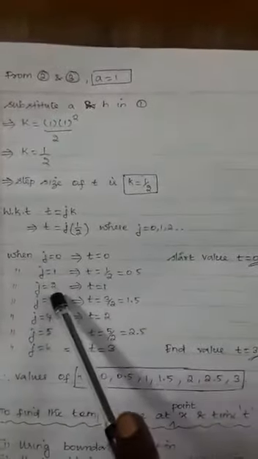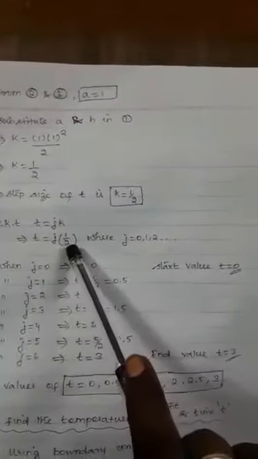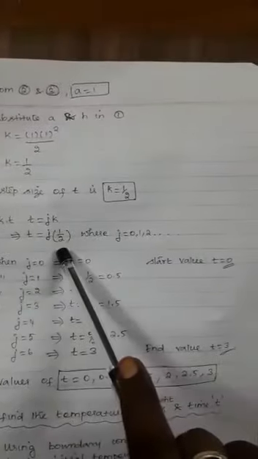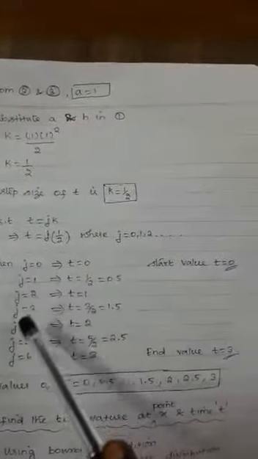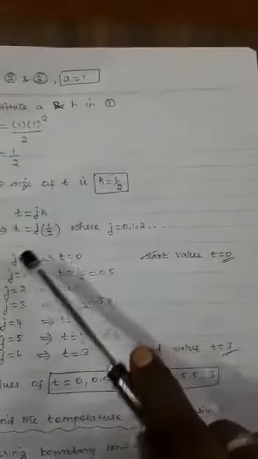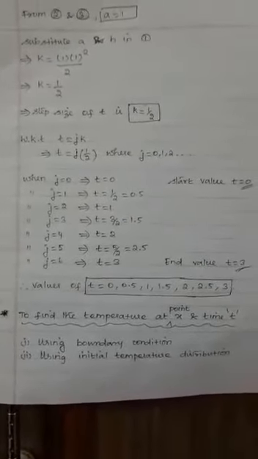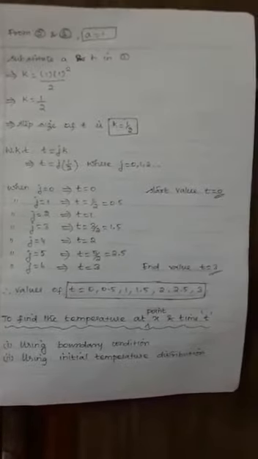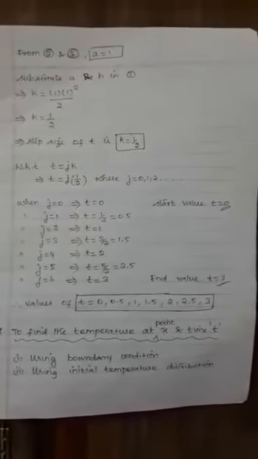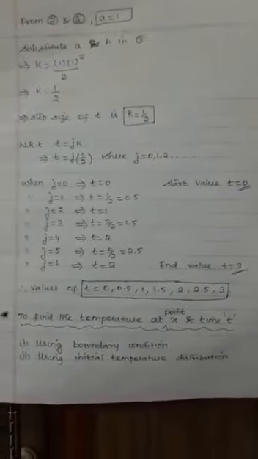When j = 2, t becomes 1. When j = 3, t becomes 1.5. When j = 4, t becomes 2. When j = 5, t becomes 2.5. When j = 6, t becomes 3. Therefore, the values of t are calculated with the help of j and k. Therefore, the values of t are 0, 0.5, 1, 1.5, 2, 2.5 and 3.